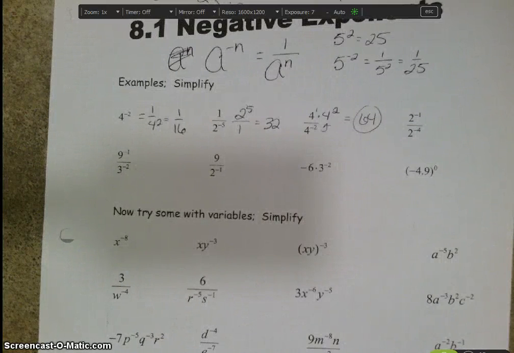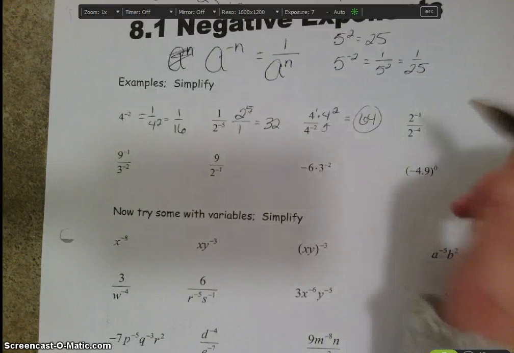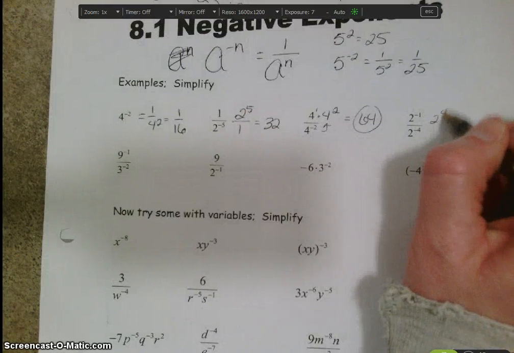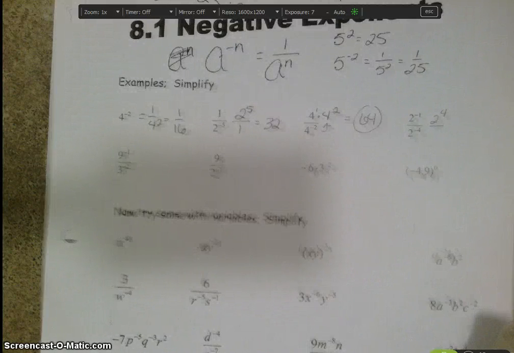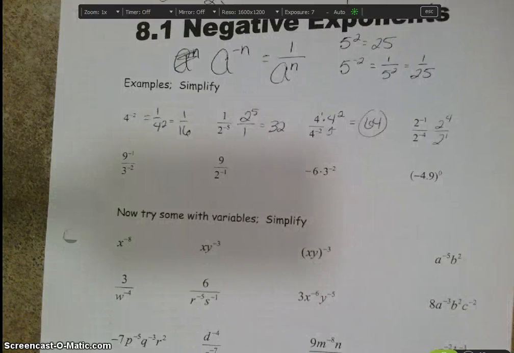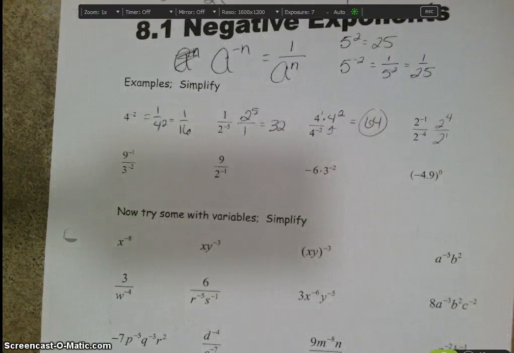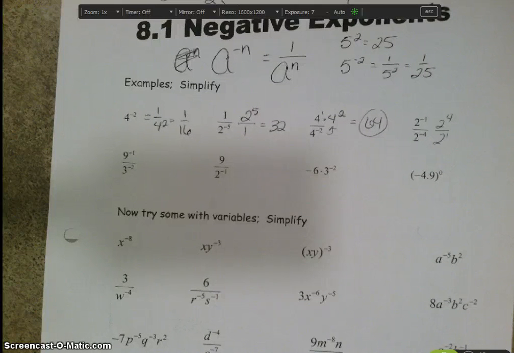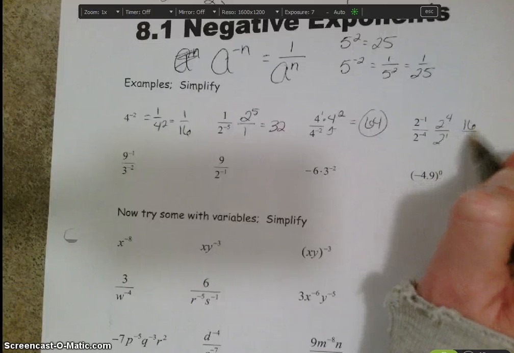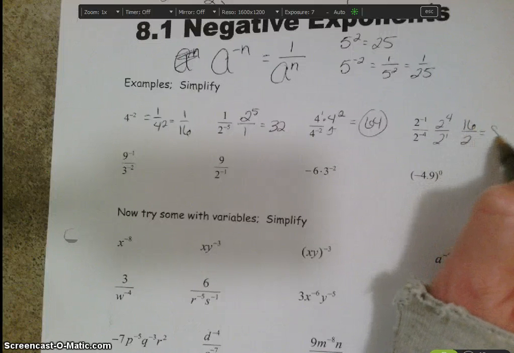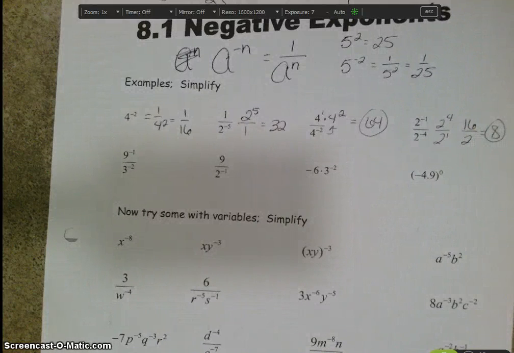Okay, next one, they're both unhappy. 2 to the negative 4 wants to come up here and become 2 to the positive 4. 2 to the negative 1 wants to move down and become 2 to the positive 1. So anytime you move it, the exponent changes the sign. 2 to the 4th equals 16. 2 to the 1st equals 2. 16 divided by 2.